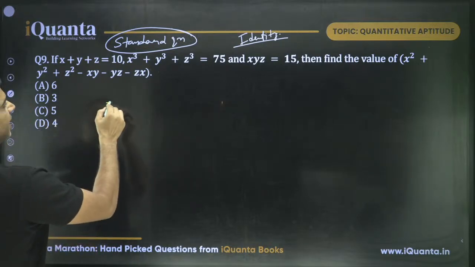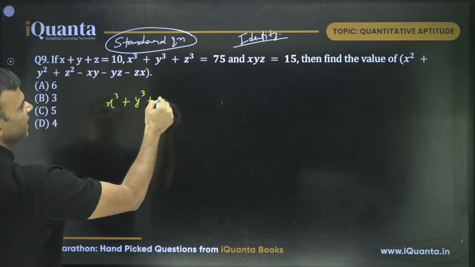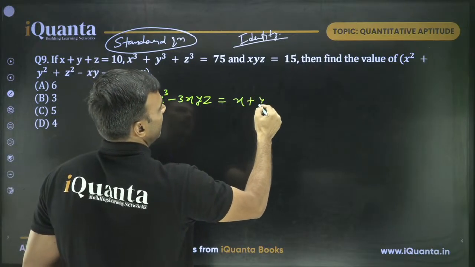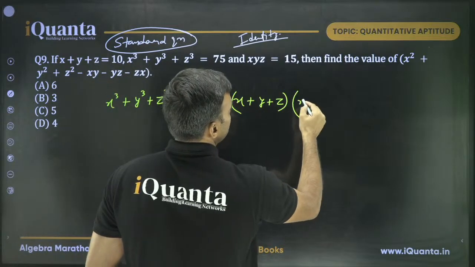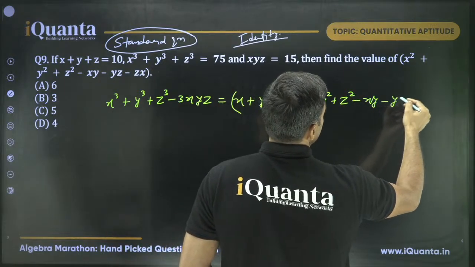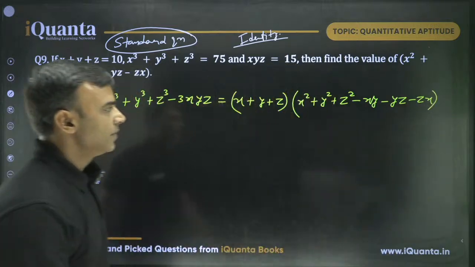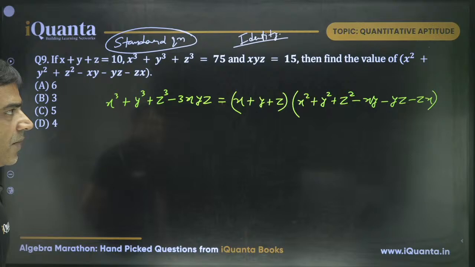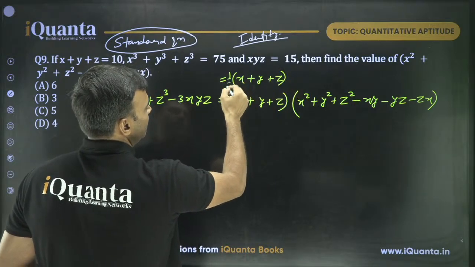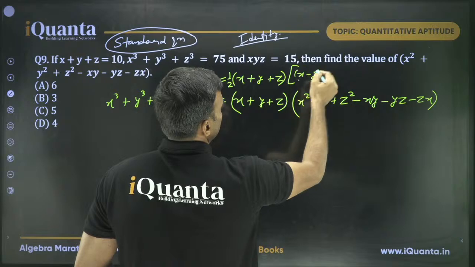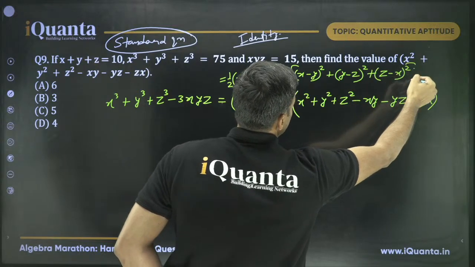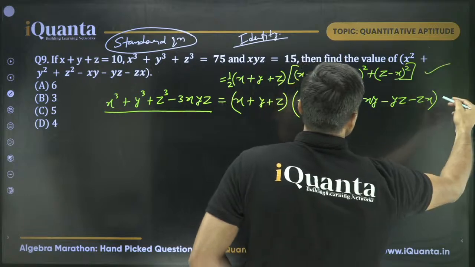There is an identity that x cube plus y cube plus z cube minus 3xyz is equal to (x plus y plus z) into (x square plus y square plus z square minus xy minus yz minus zx). This can also be written as (x plus y plus z) into half into ((x minus y) whole square plus (y minus z) whole square plus (z minus x) whole square). So the same thing is equal to either this expression or this expression.